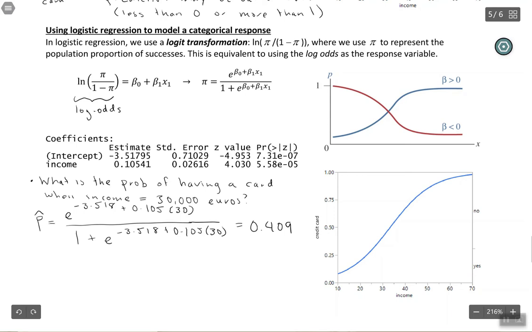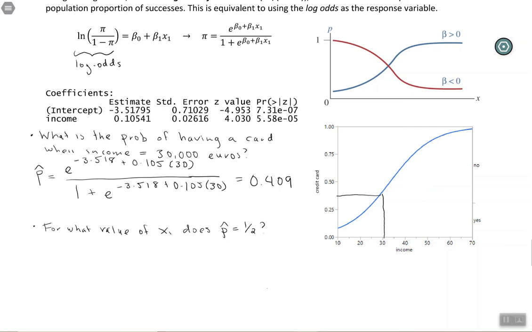So that would be the predicted probability of having a travel credit card for a person with a 30,000 euro income. And we can find this on the graph if we go to $30,000 and go up to the blue line. We can sort of get a rough idea of what the predicted probability of having a card would be.